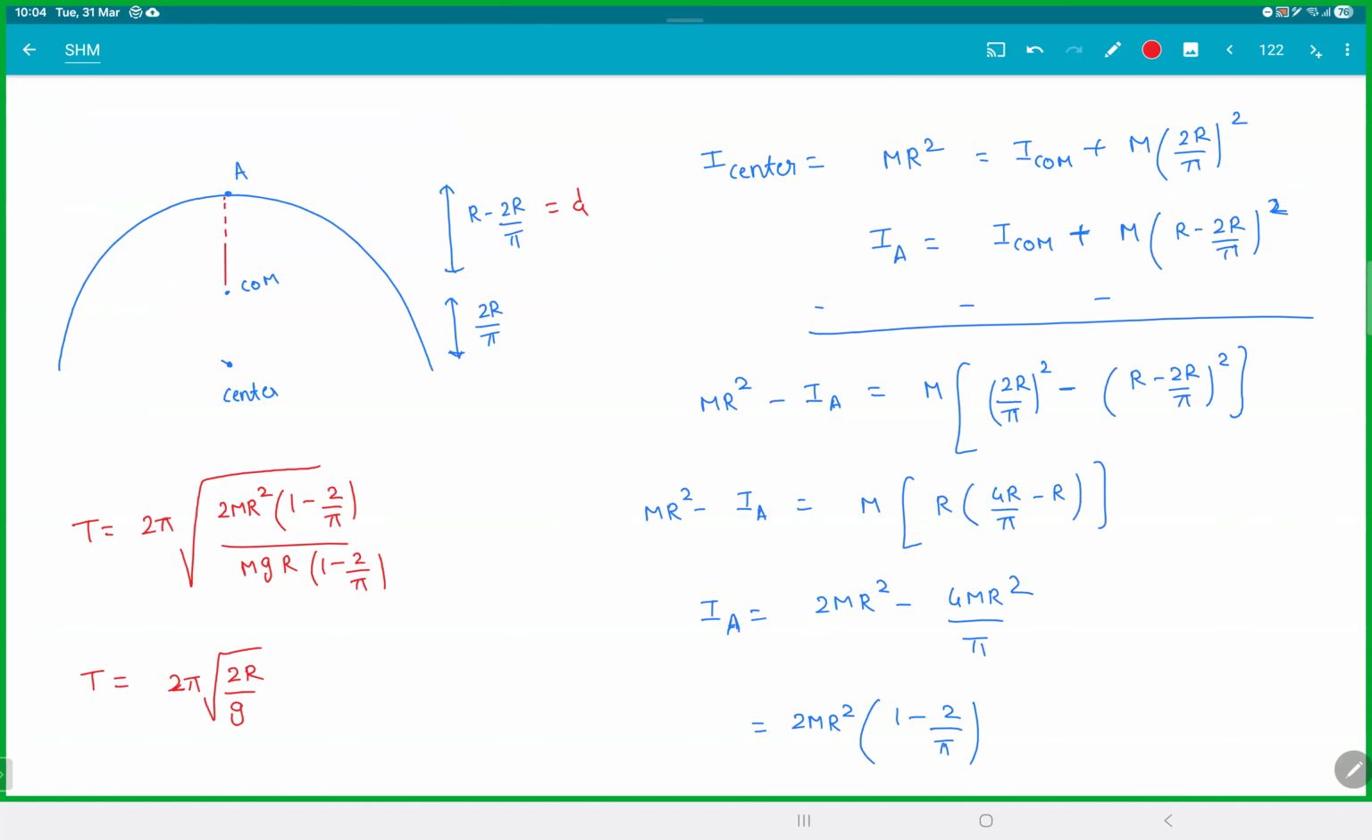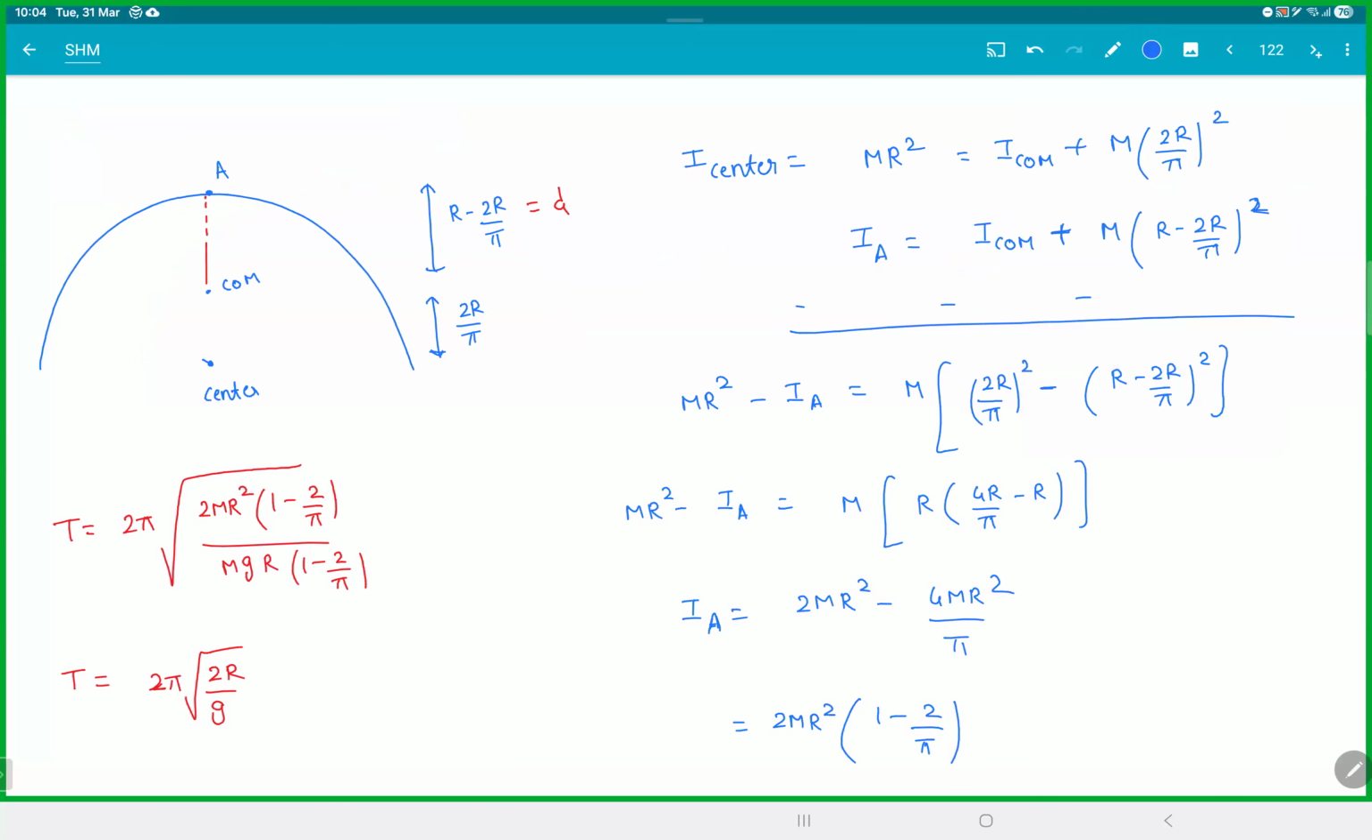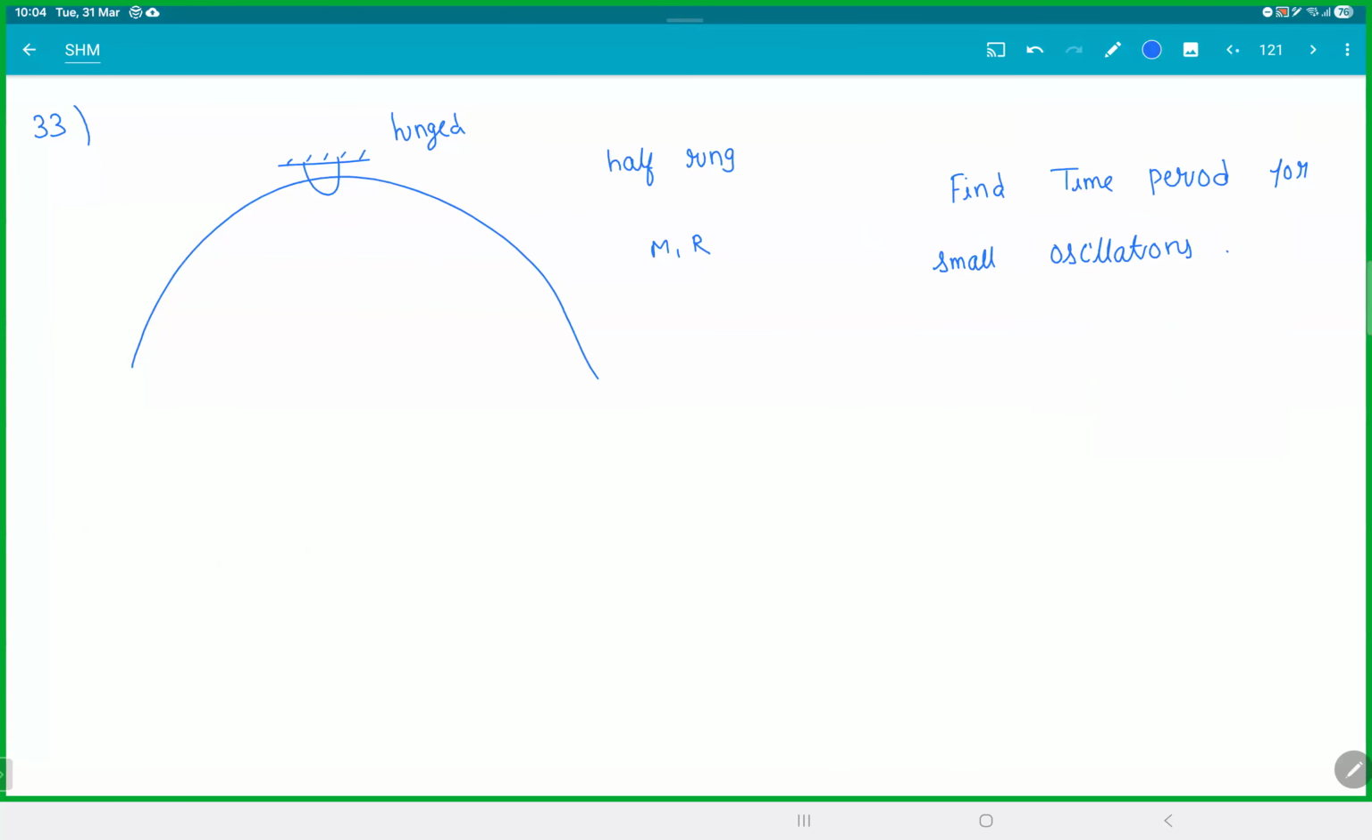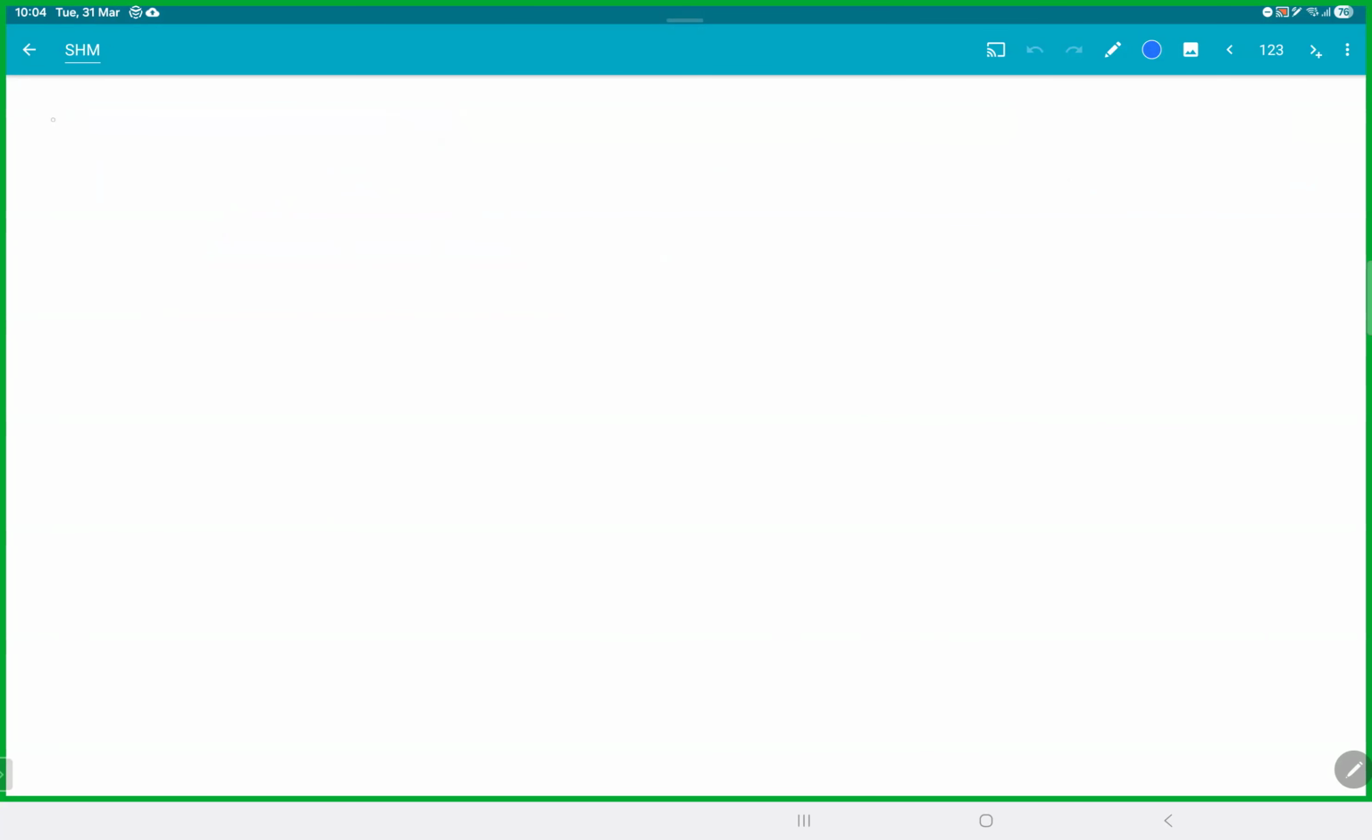Clear with this? It's mostly a rotational mechanics question based on moment of inertia. Next one. This is a good one.